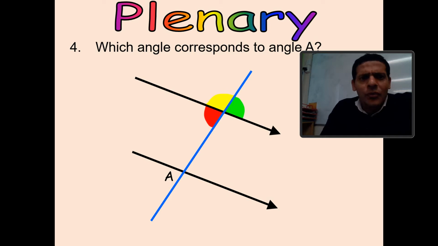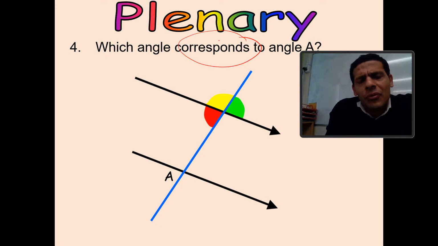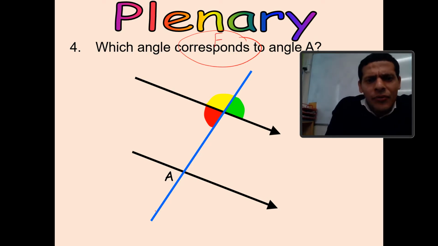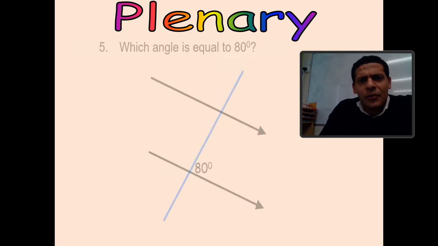We move on. Which angle is corresponding to angle A? Corresponding means F letters. So if we make F letters here, the red one equals what, guys? Angle A. Why? Because they are corresponding. We move on.